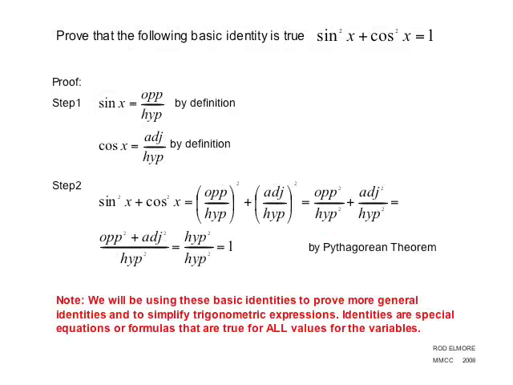Note, we will be using these basic identities to prove more general identities and to simplify trigonometric expressions. Identities are special equations or formulas that are true for all values of the variables, and these will be given to you on a formula sheet when you take the test. The basic definition identities will be.